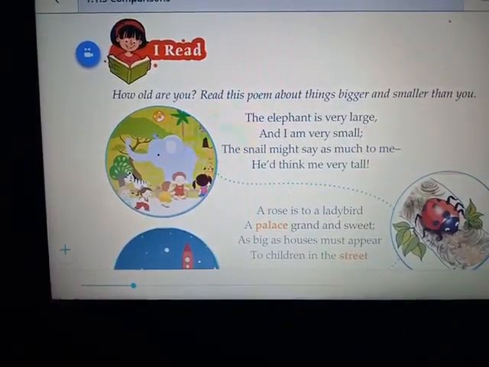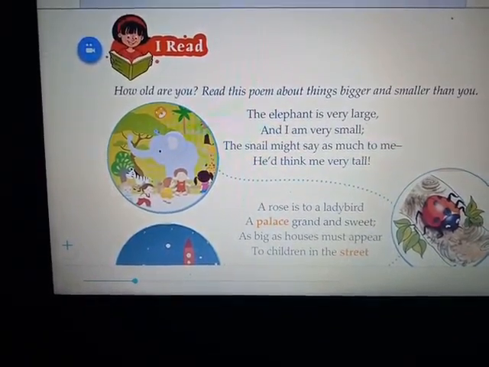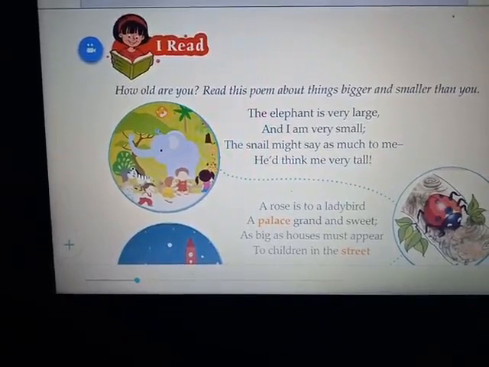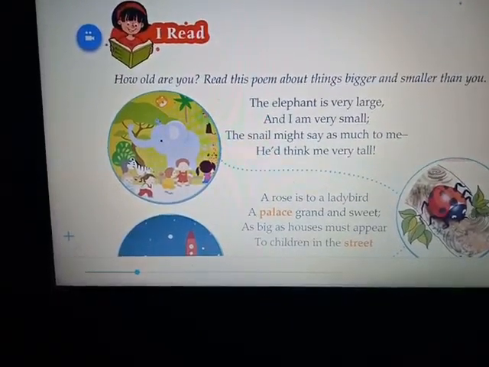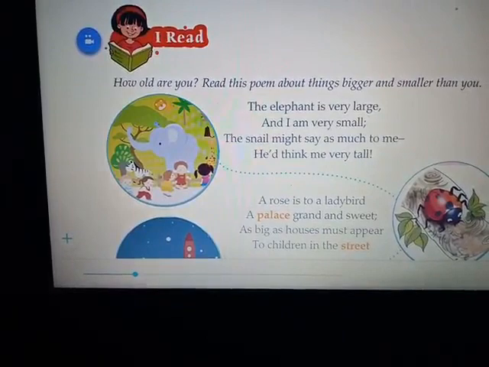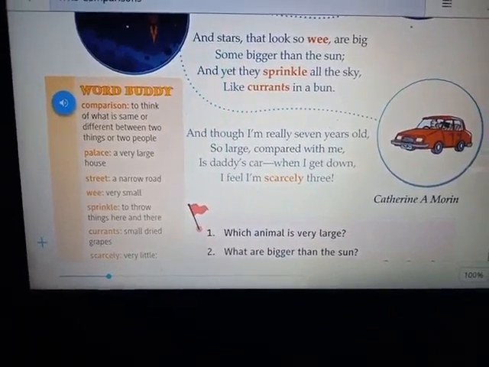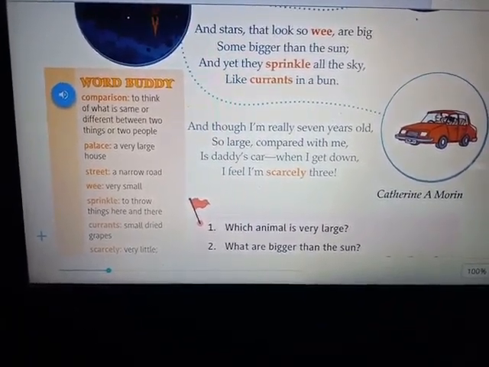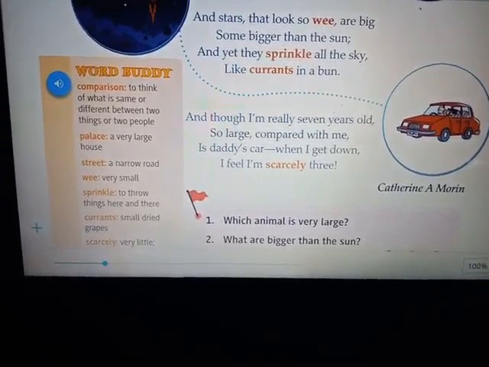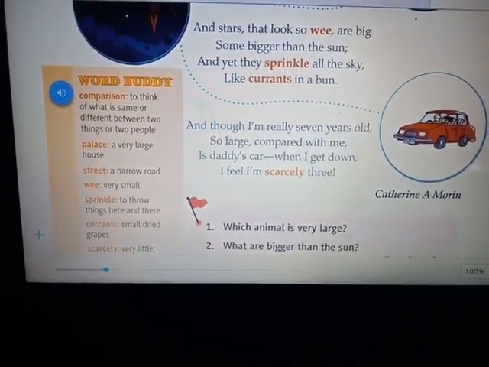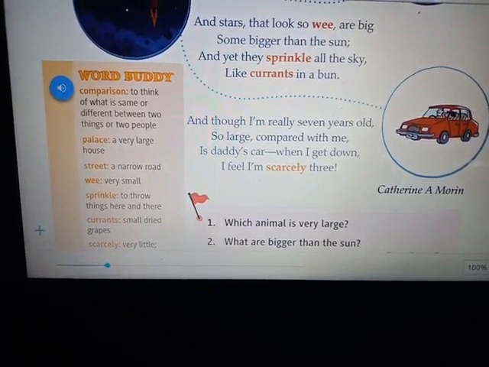The elephant is very large and I am very small. The snail might say as much to me. He would think me very tall. A rose is to a ladybird a palace grand and sweet, as big as houses must appear to children in the street. And stars that look so wee are big, some bigger than the sun, and yet they sprinkle all the sky like currants in a bun. And though I am really 7 years old, so large compared with me is Daddy's car. When I get down, I feel I am scarcely 3.